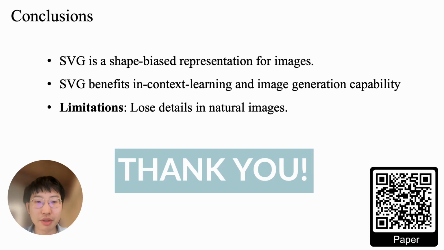In conclusion, SVG is a shape-biased representation which enjoys the benefits of in-context learning and image generation capability, but it loses details for some natural images.